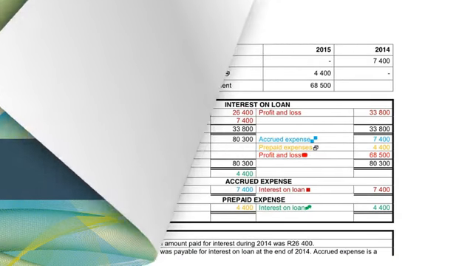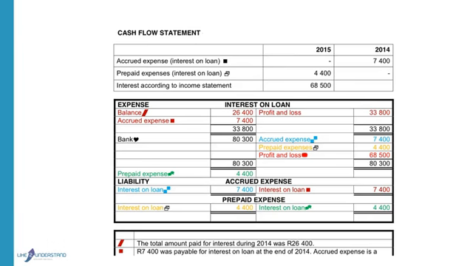Good morning. We will concentrate on the outflow of money as a result of interest paid. If we look at the information provided, there are accrued expenses for 2014 for interest, and then at the end of 2015, there's a prepaid expense of 4,400. So the previous year, all the interest was not paid. In the current year, we already paid interest for 2016.